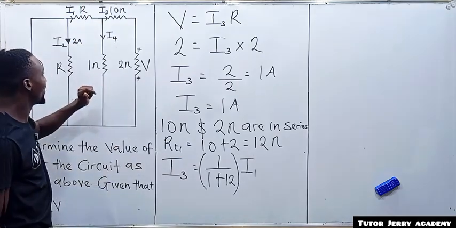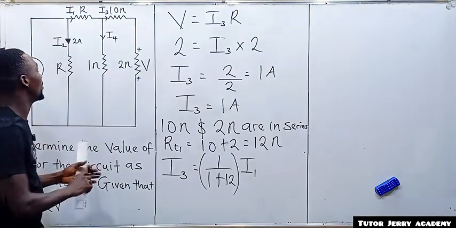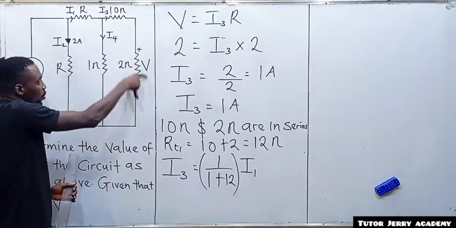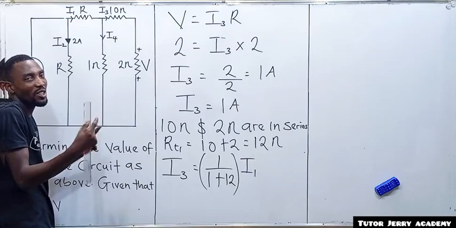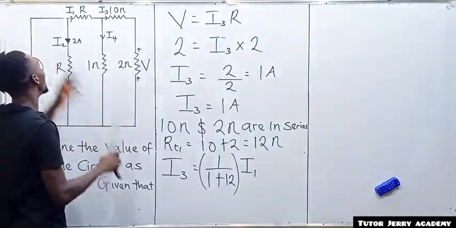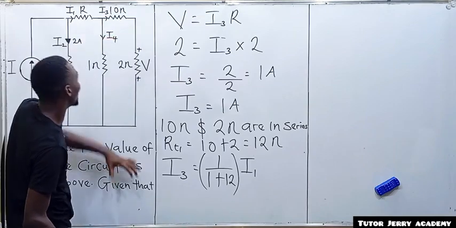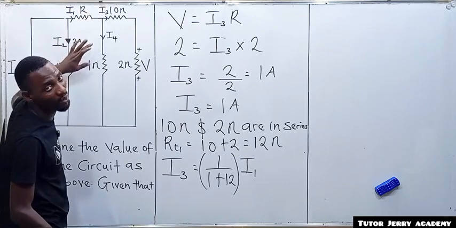Now that we know that, we can apply the current divider rule, right? Since we know that it is I3 that is flowing through 12 ohms, we are just doing as if we want to find I3, but it is not I3 we want to look for. It is the total current that is entering through this branch. You know, it is I1 that splits into what? Into I3 and what? I4.